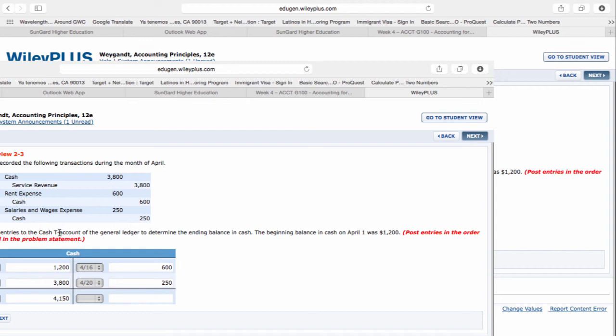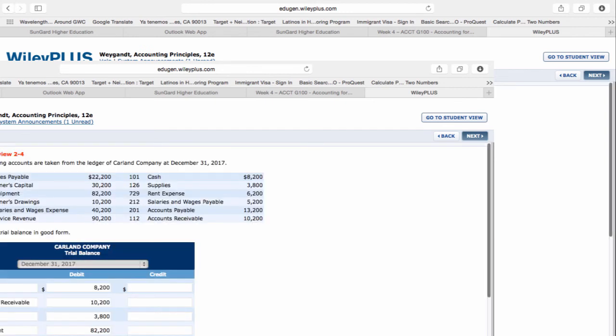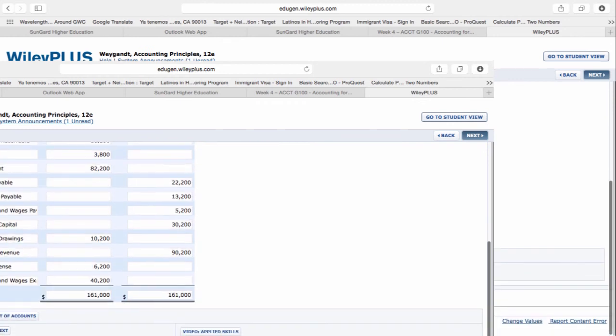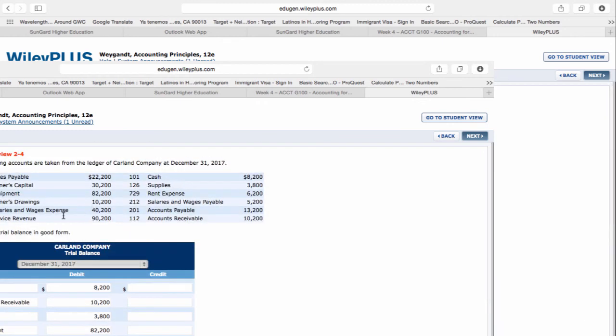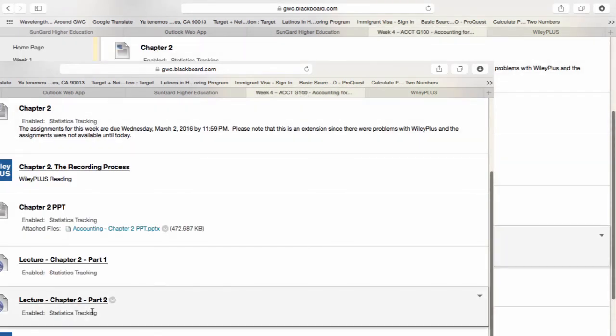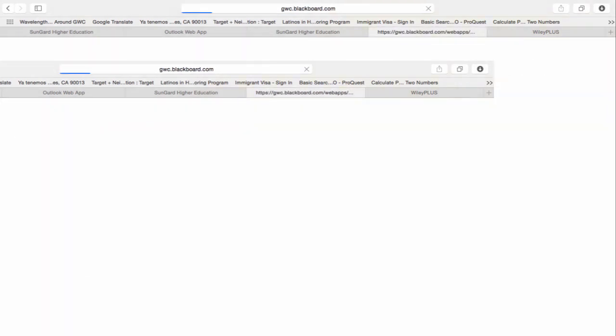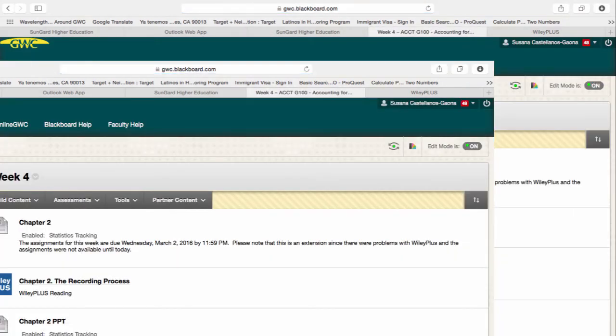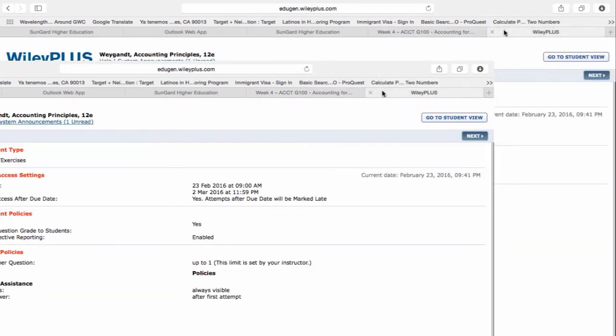The other quiz problem is going to ask you to post some stuff on the T accounts. And the last problem is going to ask you for the trial balance based on these accounts here. Notice that for the lecture assignment, you only have 1 attempt. So you need to make sure you do it right. It says right here, this is limited up to 1 attempt.